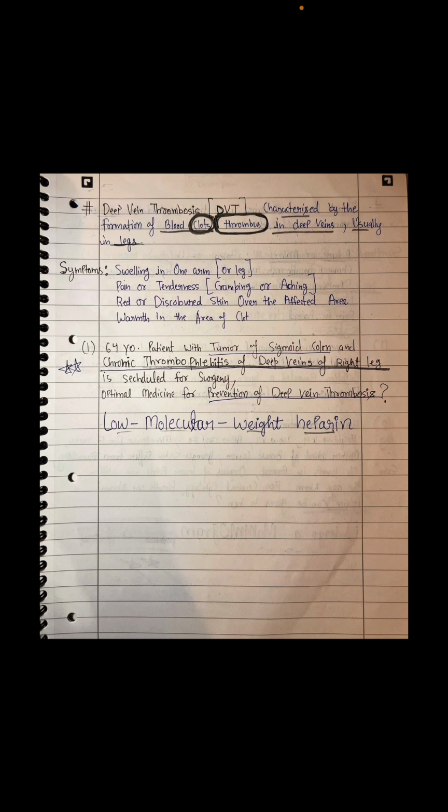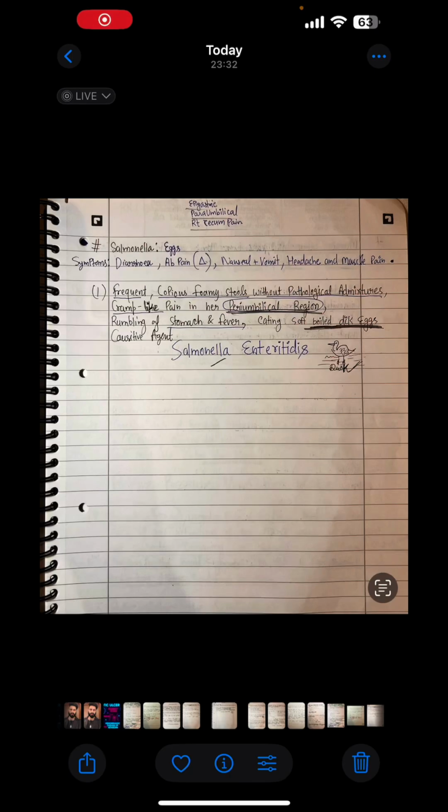Tumor of the sigmoid colon and chronic thrombophlebitis of the deep veins of the right leg, scheduled for surgery. So he is undergoing surgery. What is the optimal medicine for the prevention of deep vein thrombosis? If we want to prevent the thrombosis, prescribe low molecular weight heparin to the patient, since the patient is undergoing surgery.